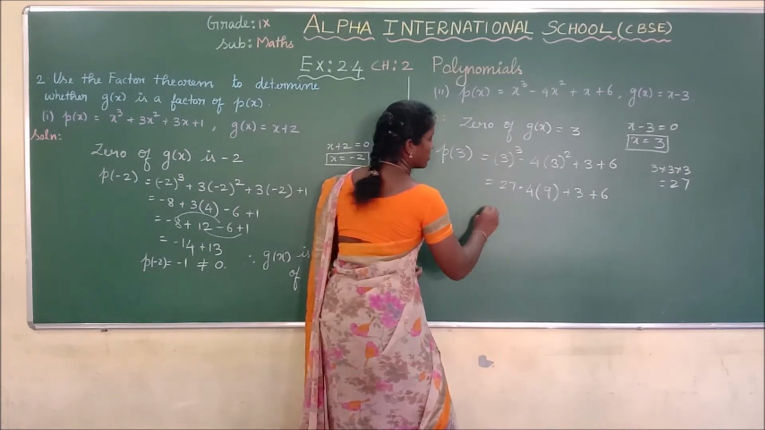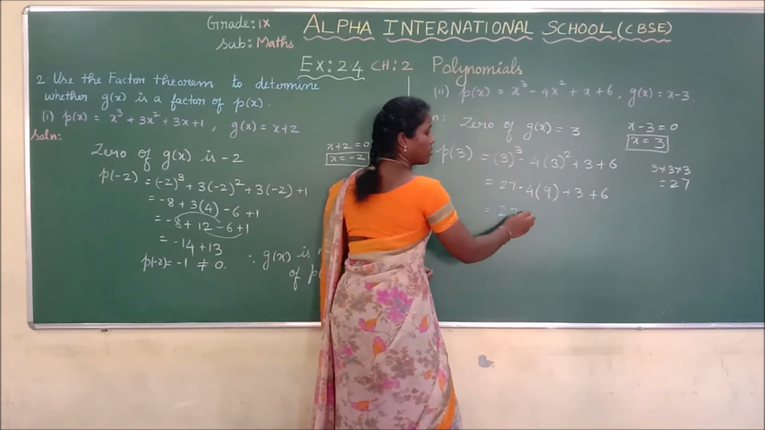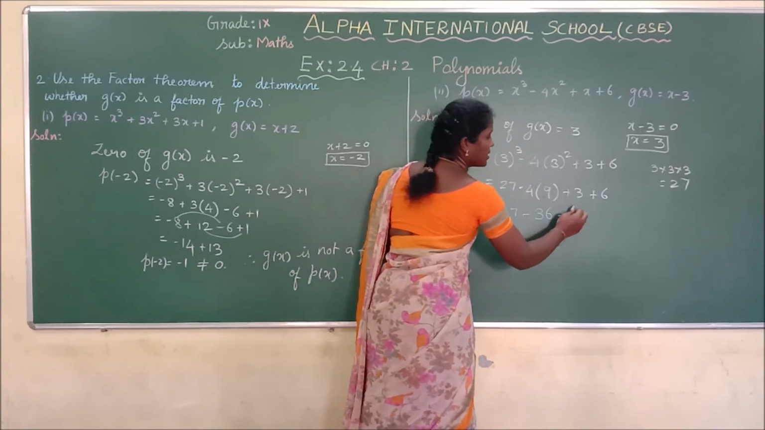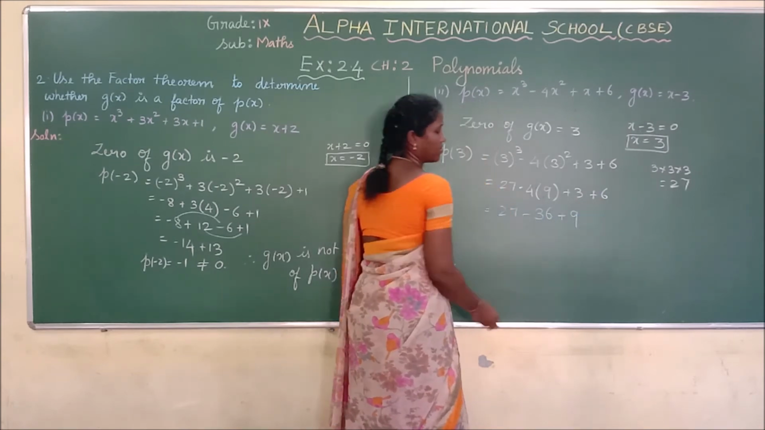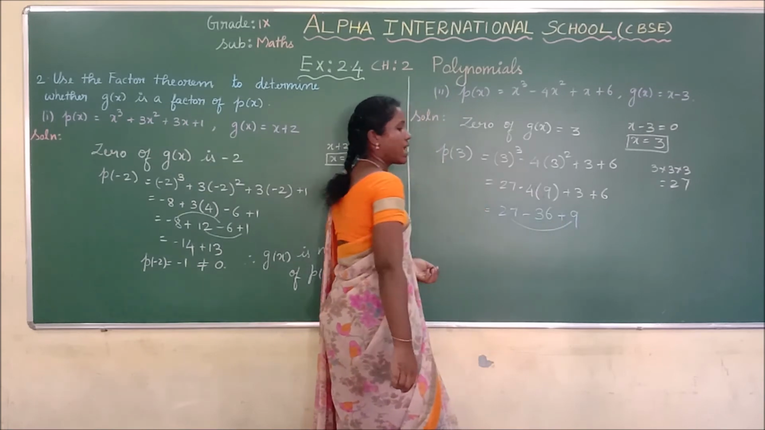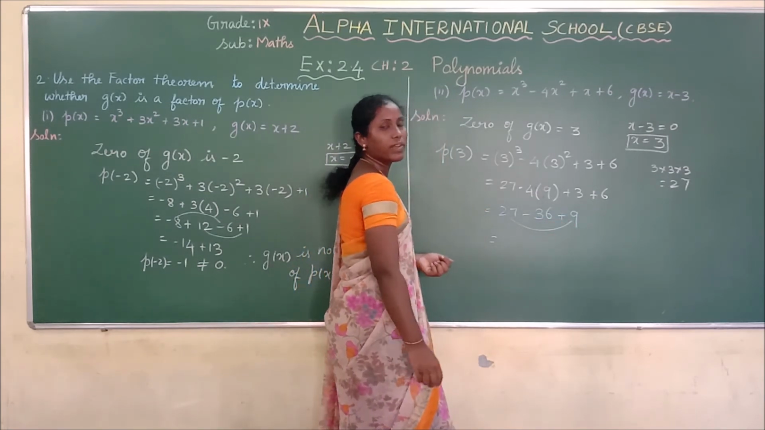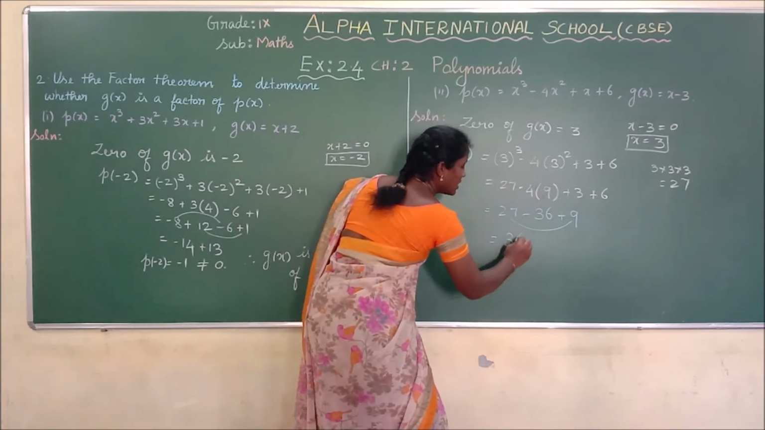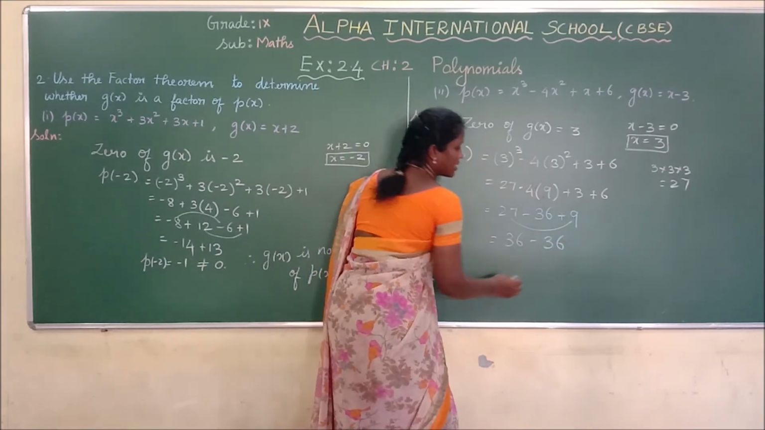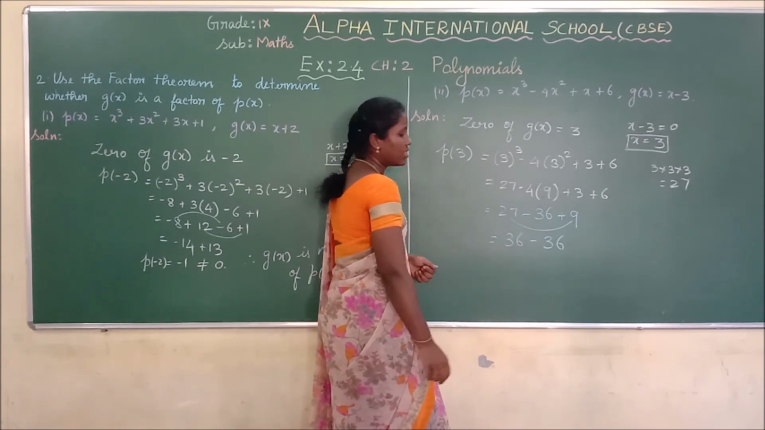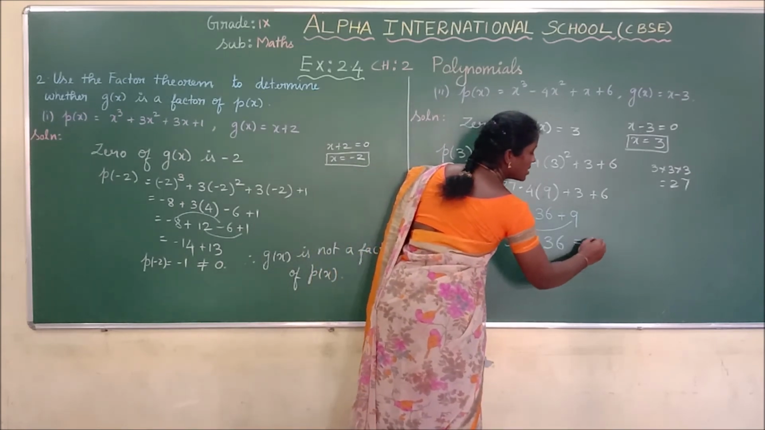Now 27 minus 4 into 9. Multiply the value: 9 times 4 is 36, plus 3 plus 6 is 9. Now add the positive terms, 27 plus 9. What is the value of 27 plus 9? It is 36, minus 36. Already minus 36 is there. 36 minus 36, the value is 0.